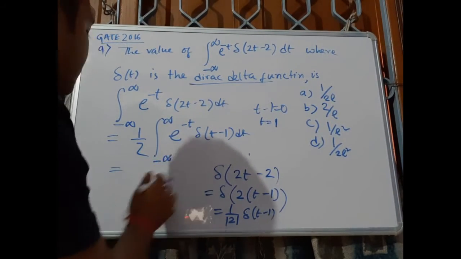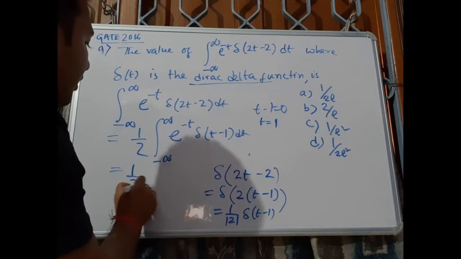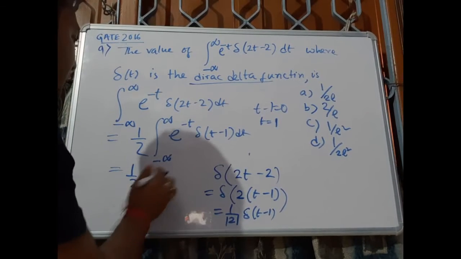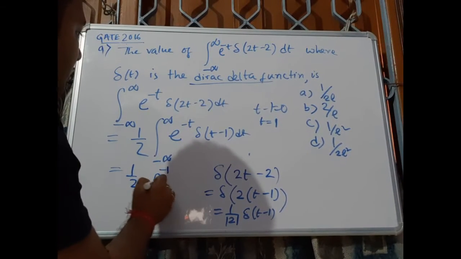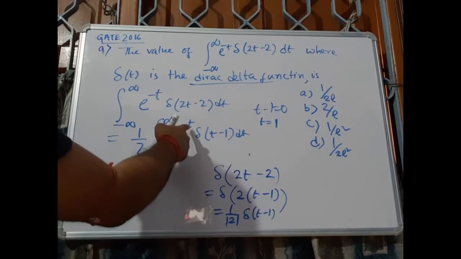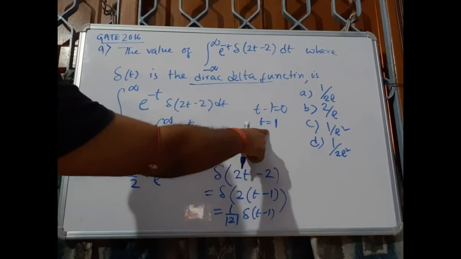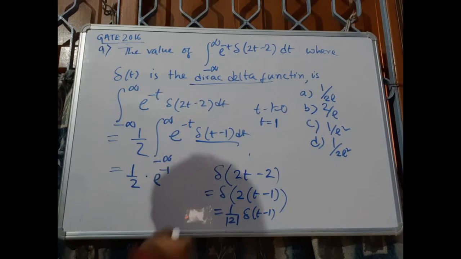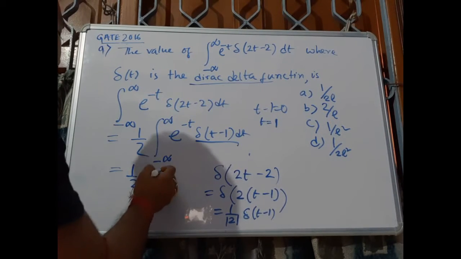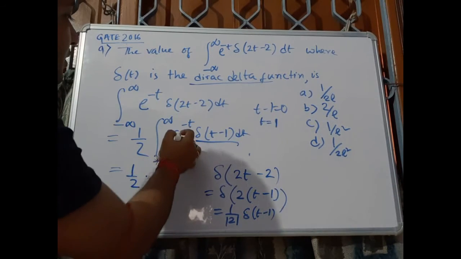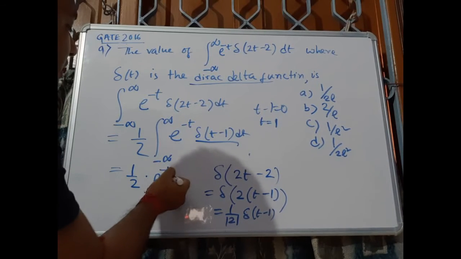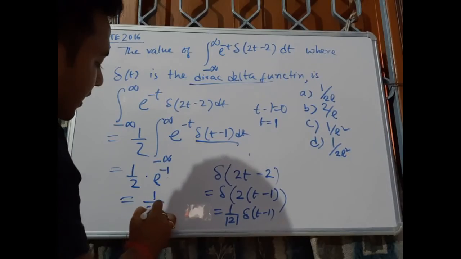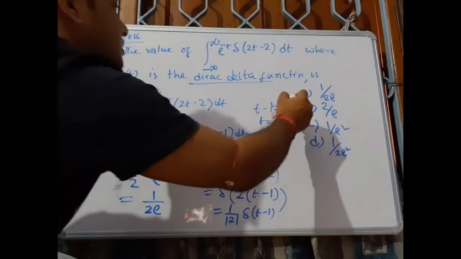So the integration will be half of e to the power minus 1, because we have to put the value t equal to 1. For t equal to 1 the delta function has a finite value, otherwise it will be 0. So this will be half of e to the power minus t at t equal to 1, that is e to the power minus 1, and that is equal to 1 by 2e. So the correct option is option A.